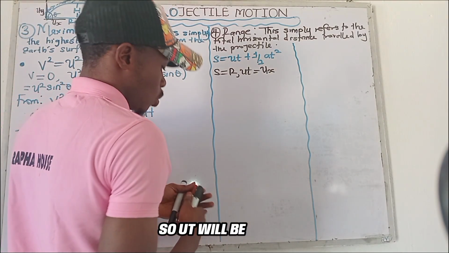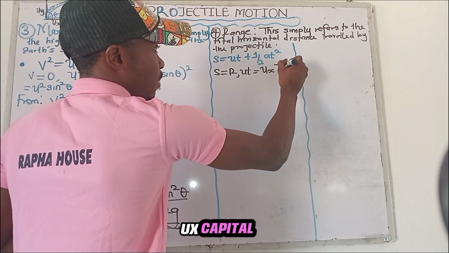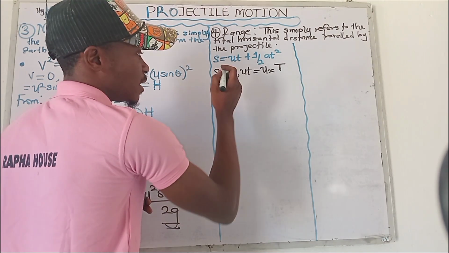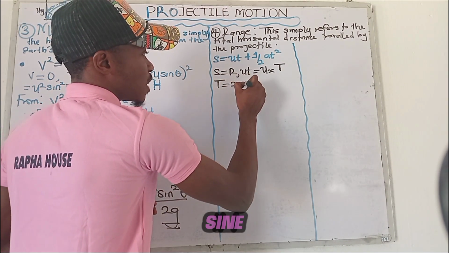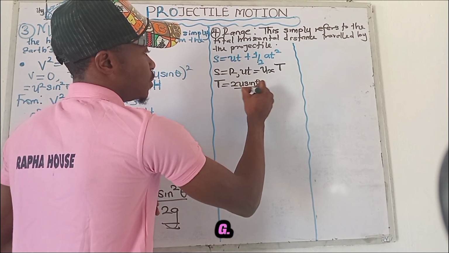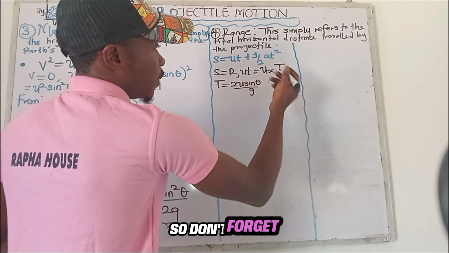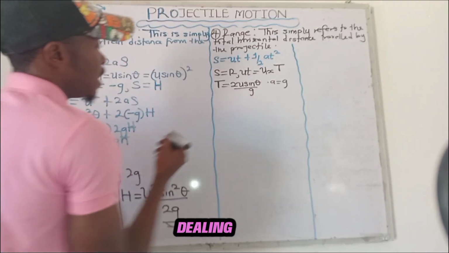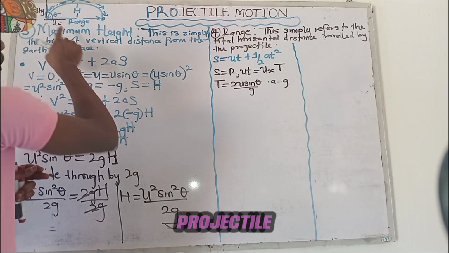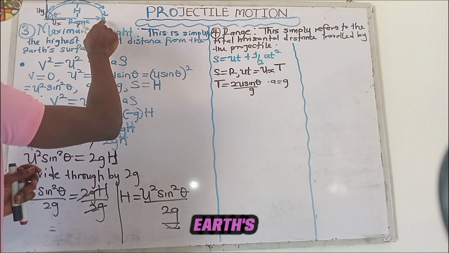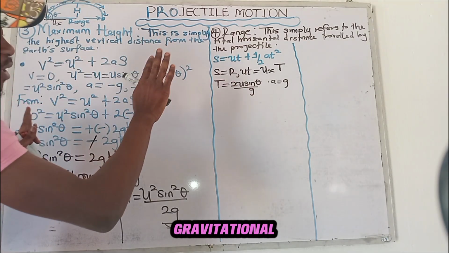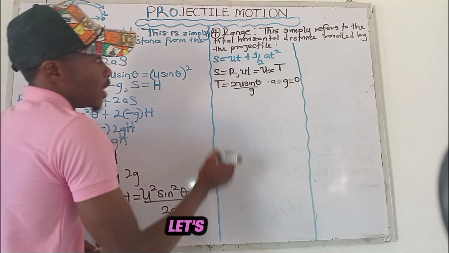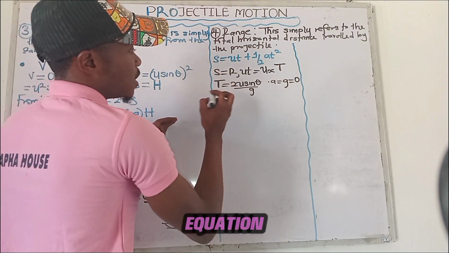So UT will be equals to what? UX capital T. But then we have already derived an expression for total time of flight, and it gave us the value 2u sine theta over what? G. Very good. So don't forget also that our A will be equals to G. And in this case, dealing with range now, as you can see, the projectile has actually landed back on the Earth's surface. So there's no effect of gravitational force in this instance. So G will actually be equals to what? 0. Now let's make reference to the first equation once again.